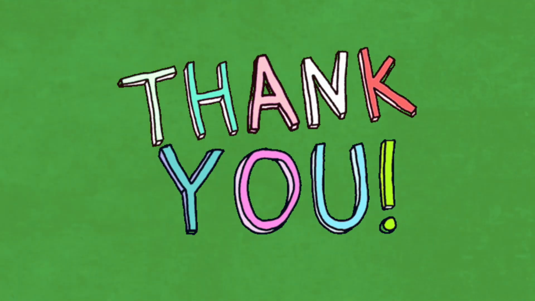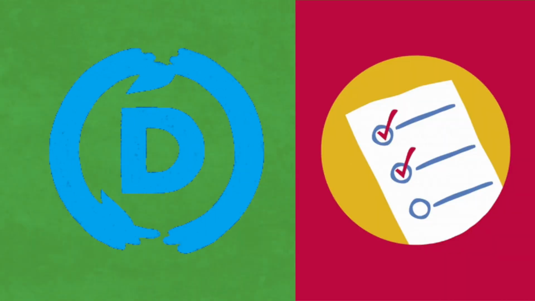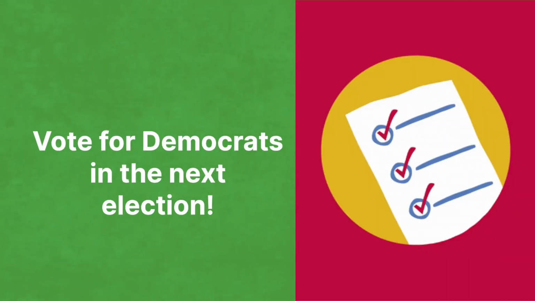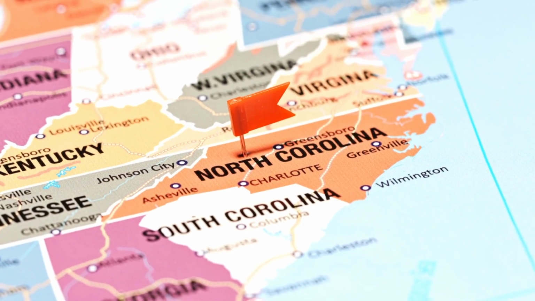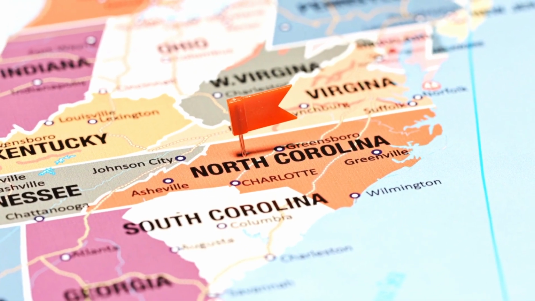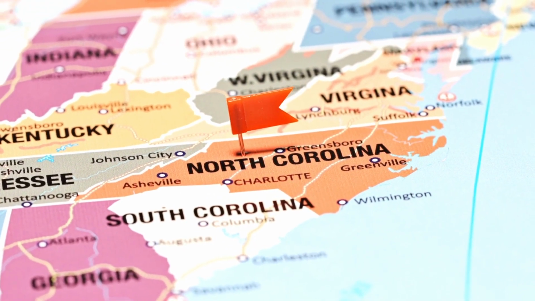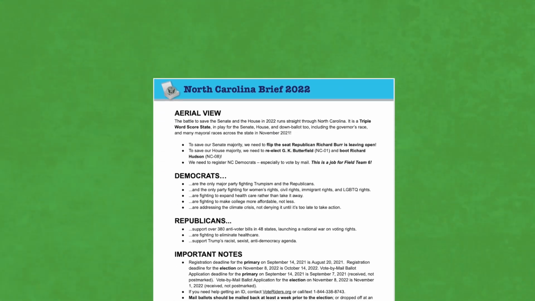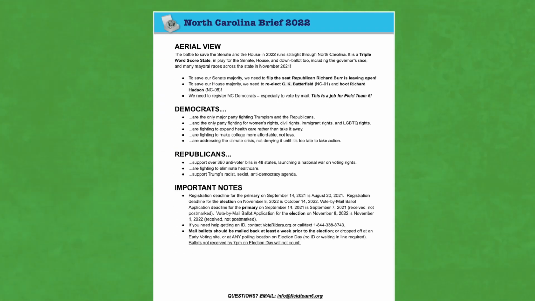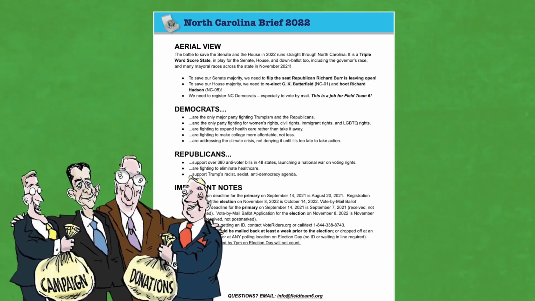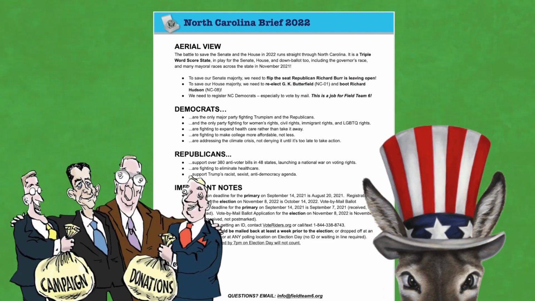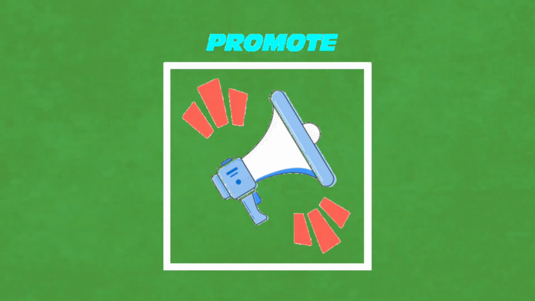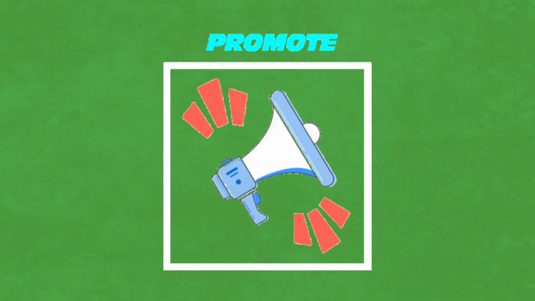Thank them for being a voter and remind them to please vote for Democrats up and down the ballot in the next election. Let them know that North Carolina is a swing state that could decide the fate of the whole country. Check your North Carolina brief, which you'll find in the North Carolina Voter Drive in a Box, for the names of the Republicans we're fighting and Democrats we're defending. And get those names out there as much as you can. Name recognition is half the battle.